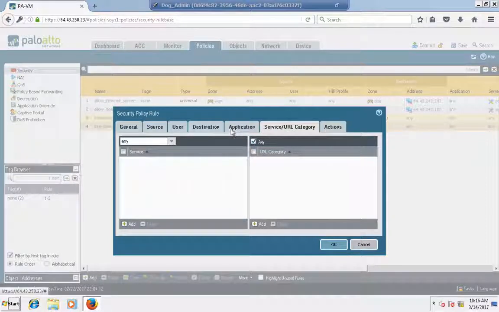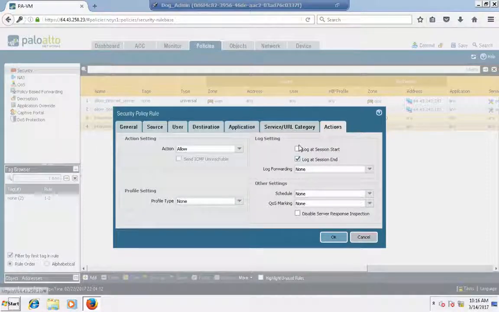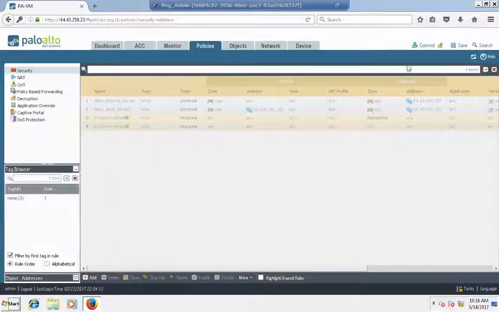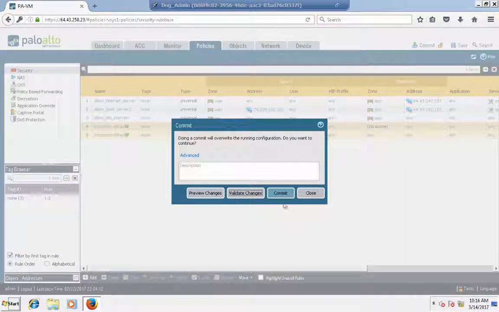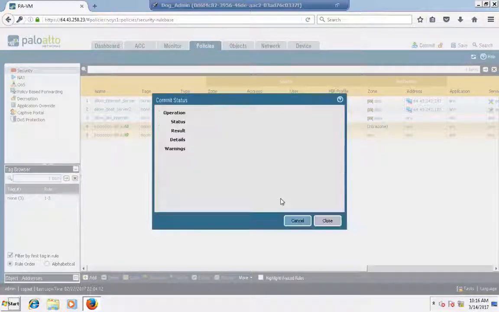instead of application default, because if we don't have an application picked. So we come over there and go to actions, make sure it's allow, and we'll log it just so we see what's going on. That should get us pretty close. We'll see how we do. We're going to commit this. Just going to take a second.